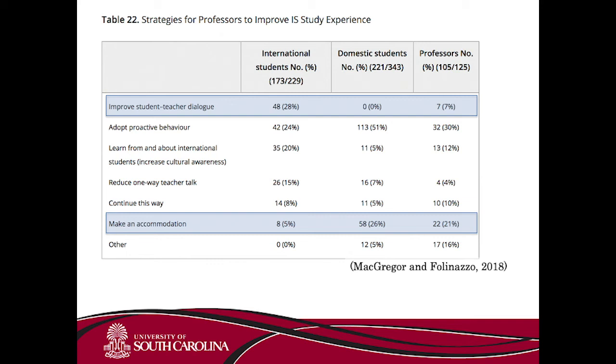If we want to look at something in the opposite direction, towards the bottom here, you can see they were asked, would making an accommodation for the students help the student experience? And you can see a pretty sizable majority of the professors thought that would be helpful, but a very small percentage of the international students thought that would be helpful. So that's, I think, another striking difference in perceptions between international students and instructors about what would improve their experience.